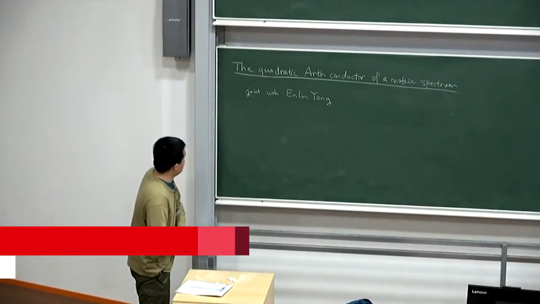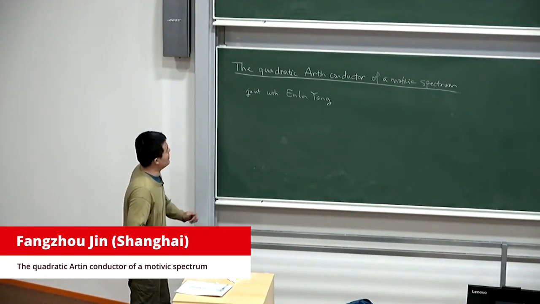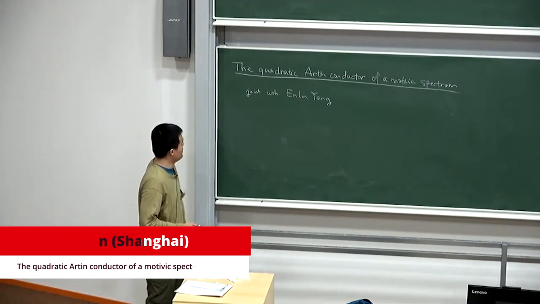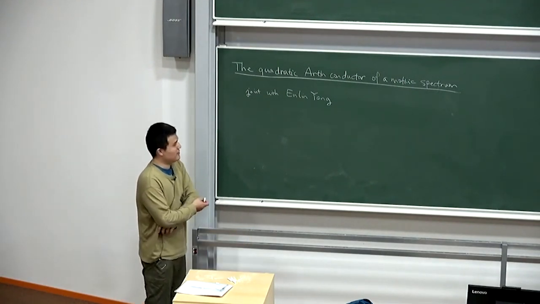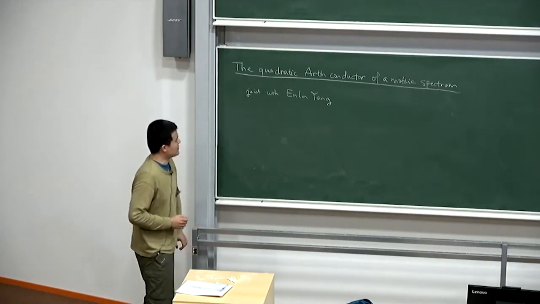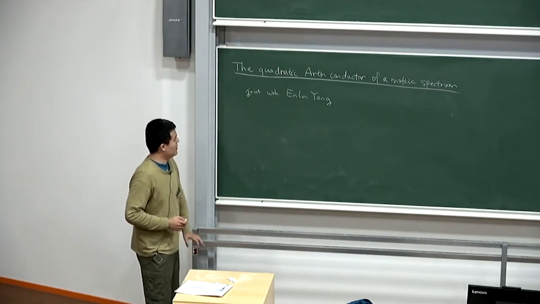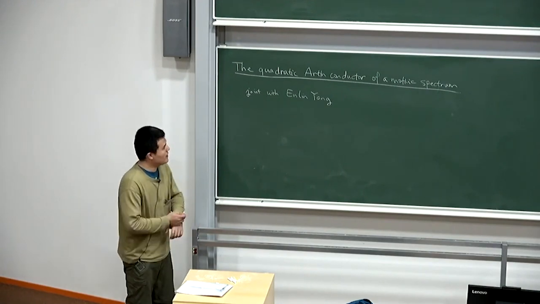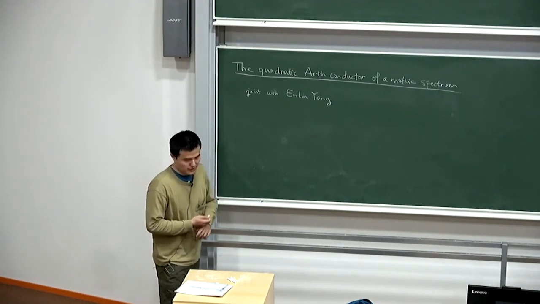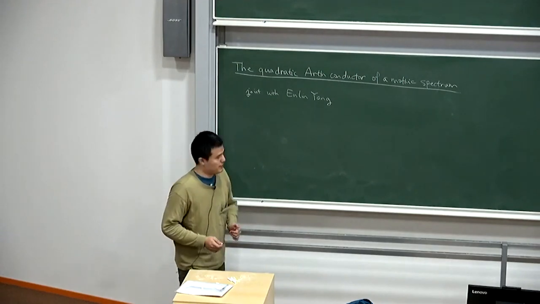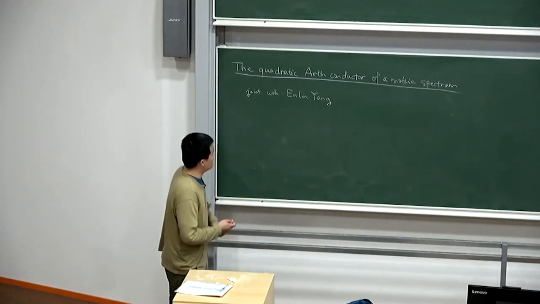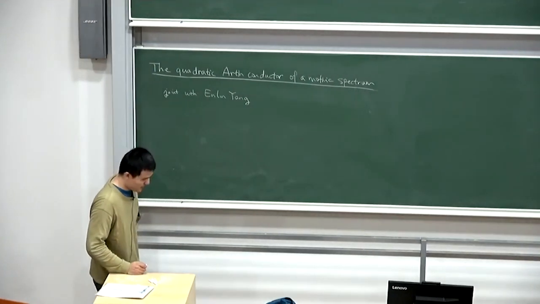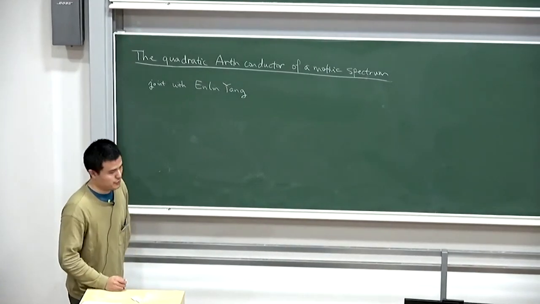I'm going to talk about the quadratic Artin conductor of a motivic spectrum. This is joint work with Enlin Yang. I will also talk about some quadratic conductor formulas, but our approach is somewhat different from the other talks, and is more of a sheaf-theoretic approach.